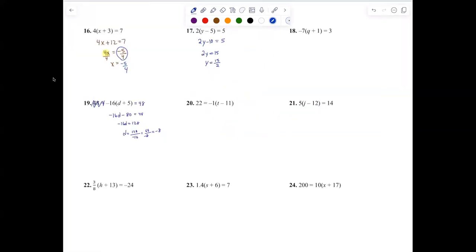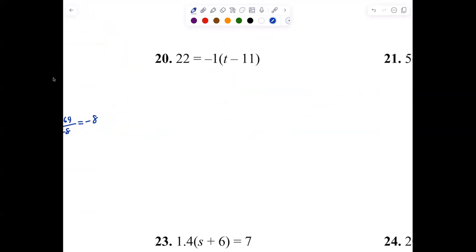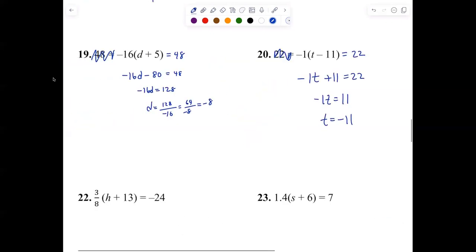All right, let's listen to 20 now. You just have to distribute a negative 1. Go. Well, first I'm going to put equals 22. All right, distribute that negative 1. What do I get? Now what? Right. So what's 11 divided by negative 1? Yay, negative 11. Totally happy with that. Negative 11. Yeah, of course. 19. Look at it carefully.